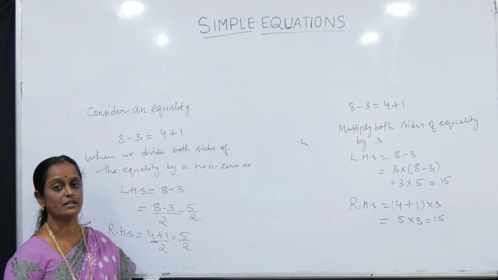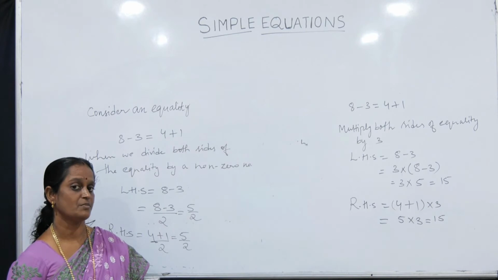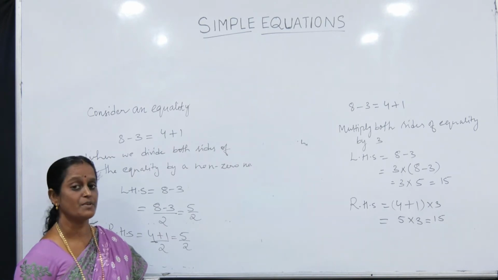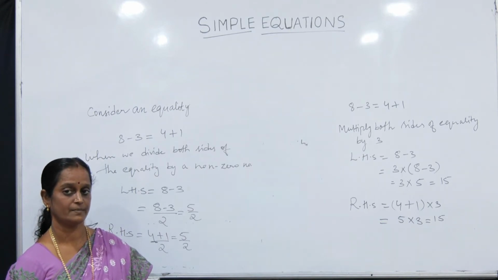So what can we conclude, students? We can say that if we add, subtract, multiply or divide the same number on both sides of the equality, the equality still holds. Students, if we take any other equality also, these conclusions hold. That is, we can add any number to both sides, the LHS and RHS, of an equality and the equality still holds, or multiply, divide or subtract any number on both sides of the equality and it still holds.